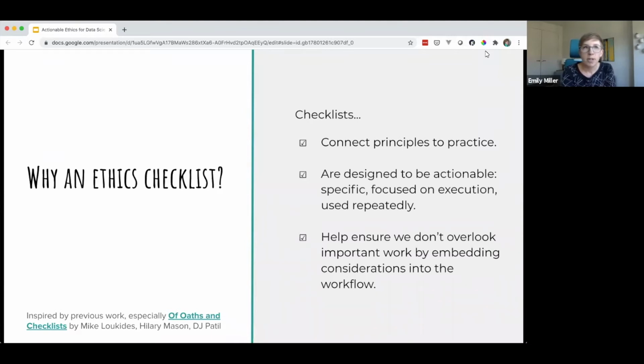Checklists are also much more specific than oaths. Oaths, for example, can be quite vague, such as do no harm, whereas checklists are designed to be actionable. They are specific, they are focused on execution, and they are designed to be used repeatedly. Lastly, checklists help ensure that we don't overlook important work. They help us integrate these conversations into our workflows to make sure that these important conversations are happening even in relatively fast-paced environments.